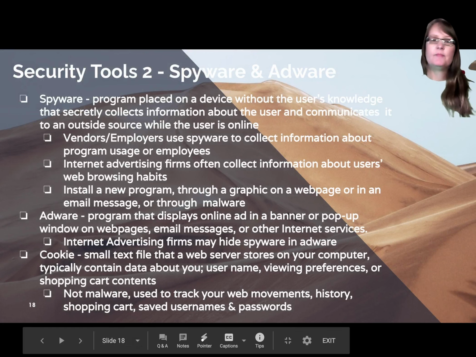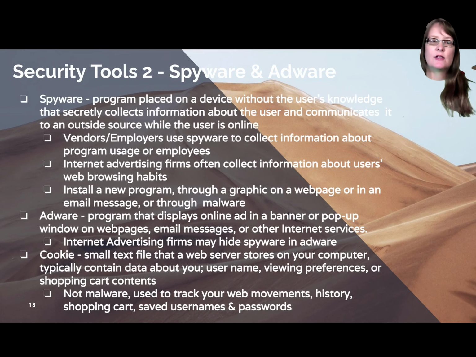Spyware and adware. Spyware is a program placed on a device without the user's knowledge that secretly collects information about the user and communicates it to an outside source while the user is online. You need to be online for spyware to work because it can't communicate back to the outside source if you're not online. But we're always online, or at least it'll collect the information and wait until you go back online, then send it back to the outside source.